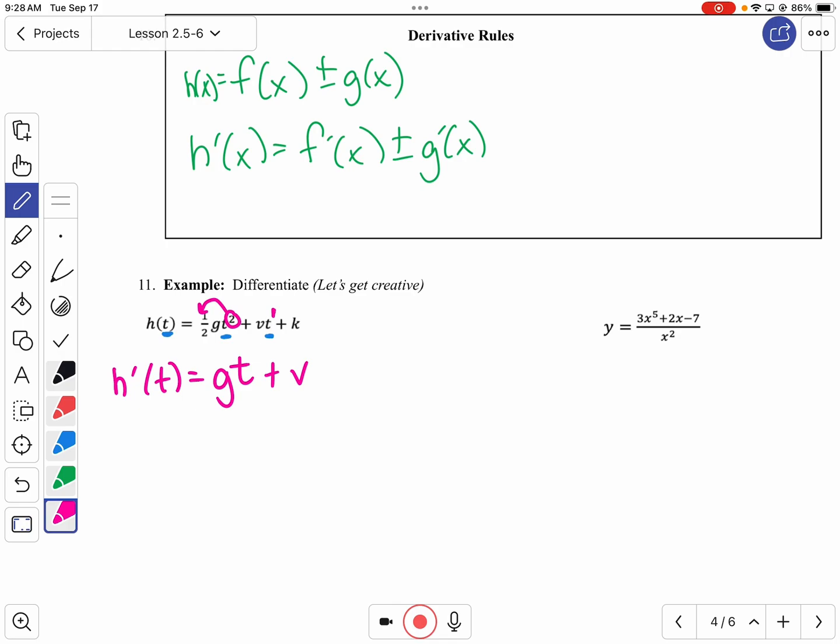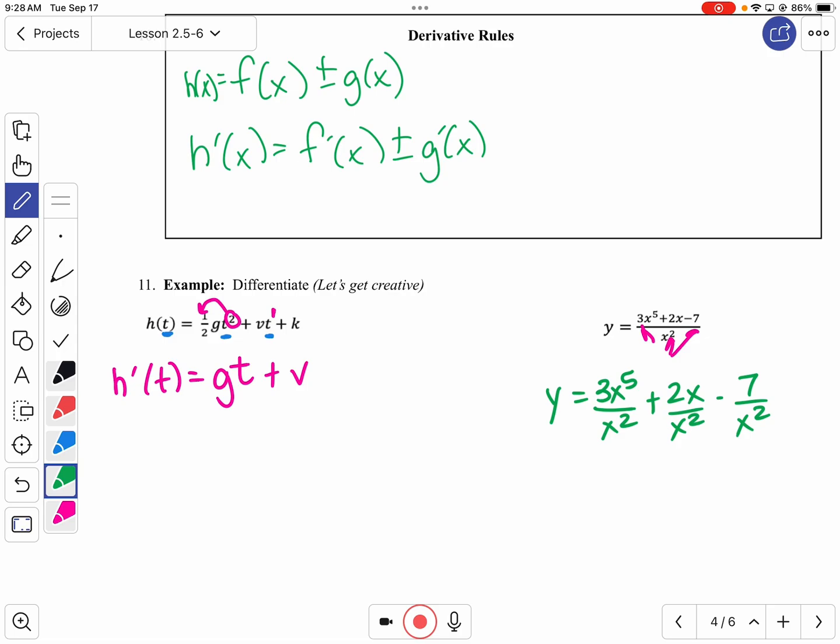We don't know how to do a quotient yet, so could I rewrite it so that it's not a quotient? Yeah, we can. What should I do? 1 over x squared. We're going to divide everything by x squared, because when I have a monomial on the bottom, we can divide everything on the top by that denominator. So let's rewrite y. Y is going to be 3x to the 5th divided by x squared, 2x divided by x squared, minus 7 over x squared. That's what division by a monomial means.